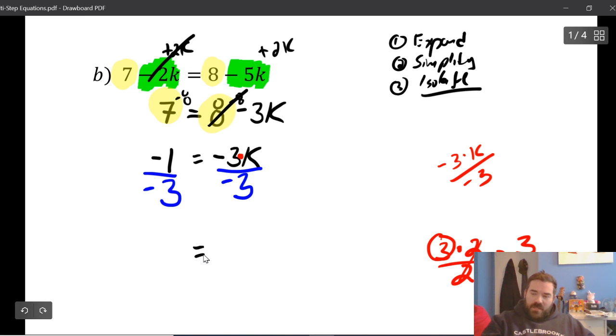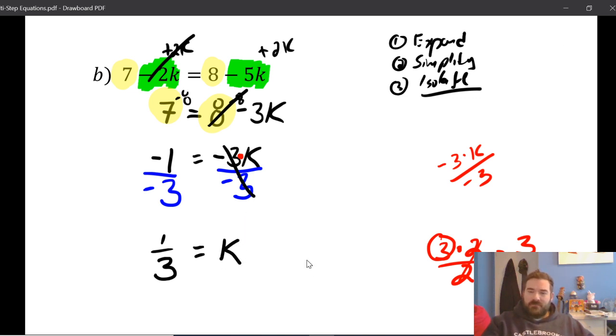I'll move my equal sign directly below. Negative 1 divided by negative 3, I'm going to keep this as a fraction, but a negative divided by a negative is a positive, so it's going to be positive 1/3. This is gone. K is equal to 1/3. You could check your answer by going back and plugging it back in for k in the original equation and seeing if it works.